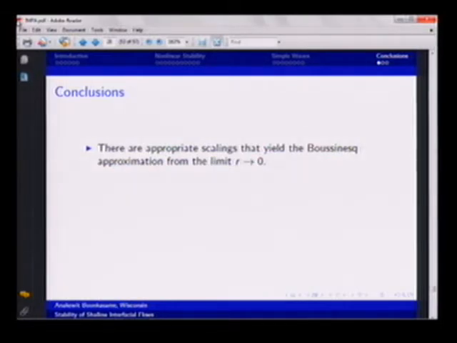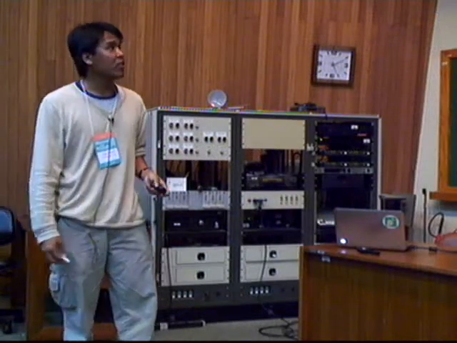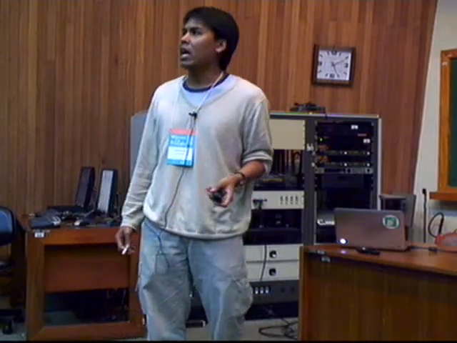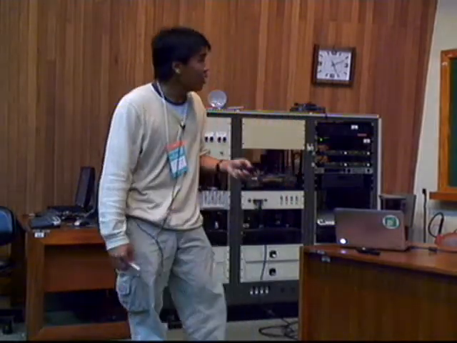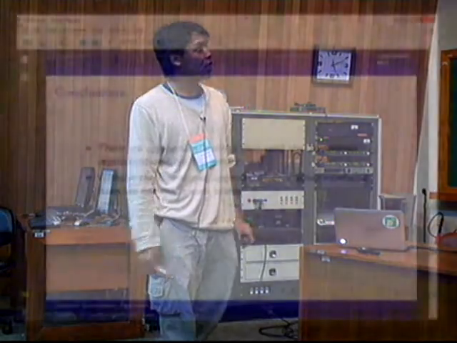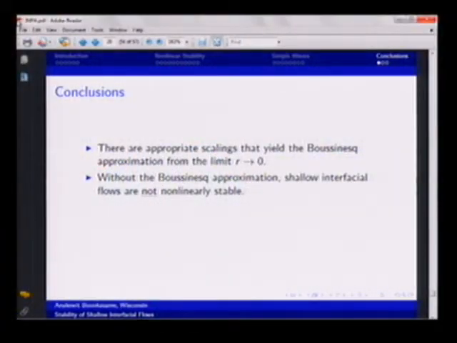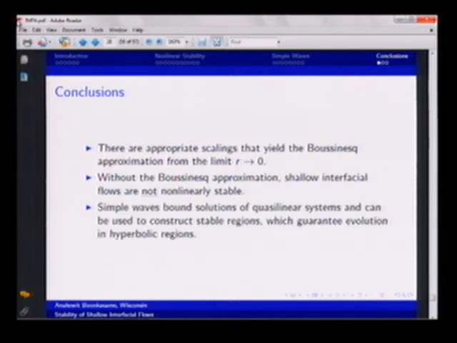So we have done a few things here. We have found some appropriate scaling that would give a Boussinesq approximation by just taking R close to 0. We found that without the Boussinesq approximation, shallow interfacial flows are not nonlinearly stable. And we use simple waves to bound solutions of quasi-linear systems. And we also use simple waves to construct a stable region, which guarantees evolution in hyperbolic regions. All right. There are some other things I'd like to talk about, but I'm not going to do that.